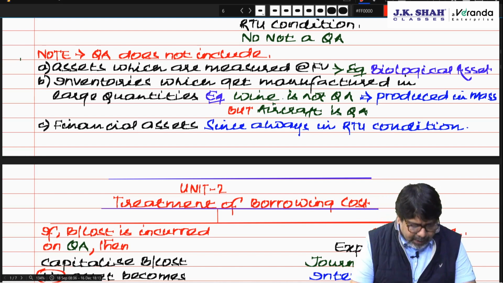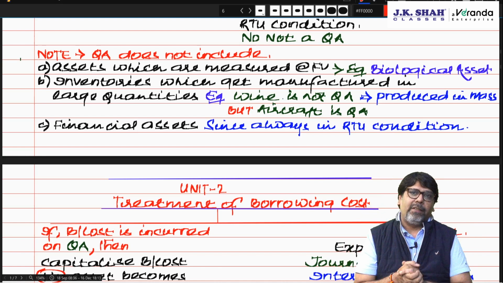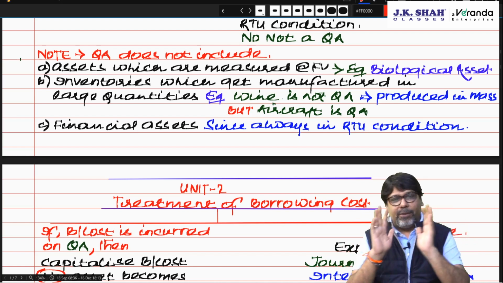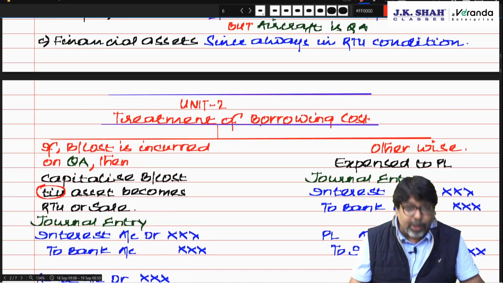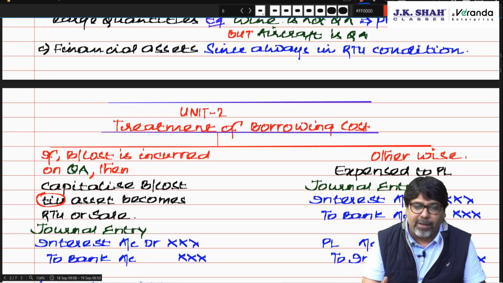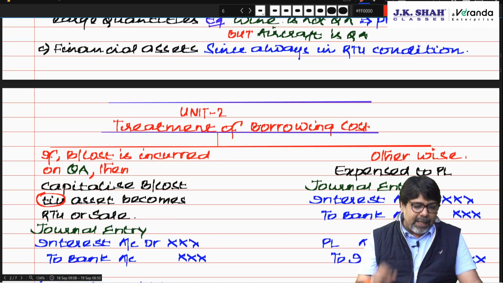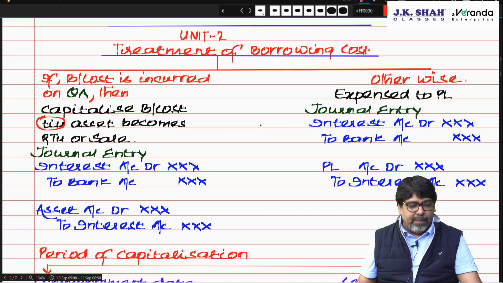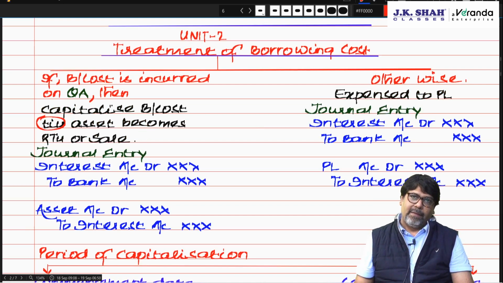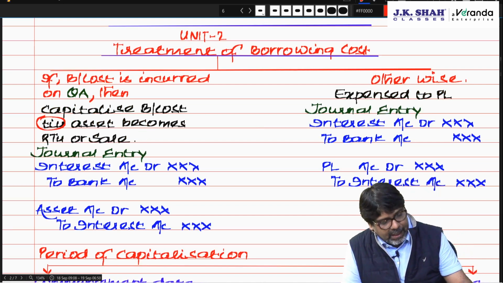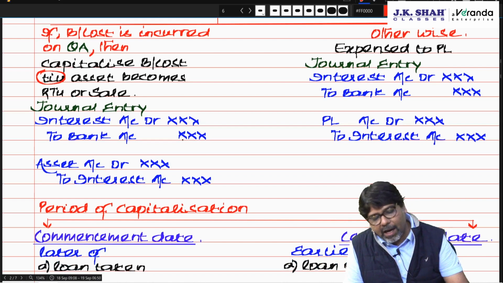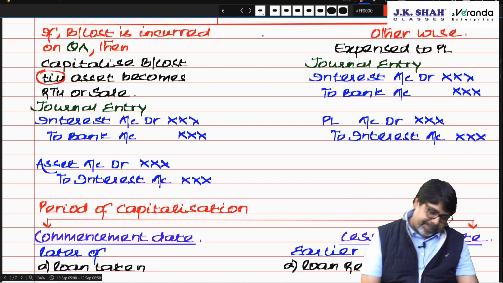Anyways, now chartered. So now we understood what is borrowing cost, interest on borrowed funds. We understood the meaning of funds and where the funds should be used. Now the question arises, what to do with interest? What to do with this borrowing cost? It is stated that if the borrowing cost is incurred on the qualifying asset, capitalize borrowing cost till it becomes ready to use or sale. Am I clear? Borrowing cost on qualifying asset should be capitalized. That means interest should be transferred to asset. Other interest should be expensed to P&L.